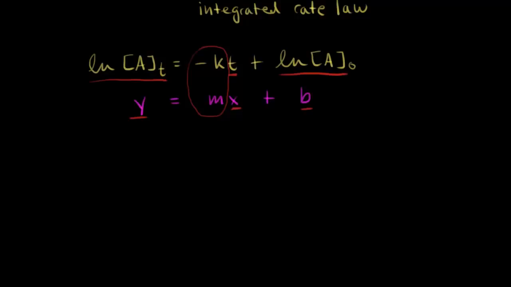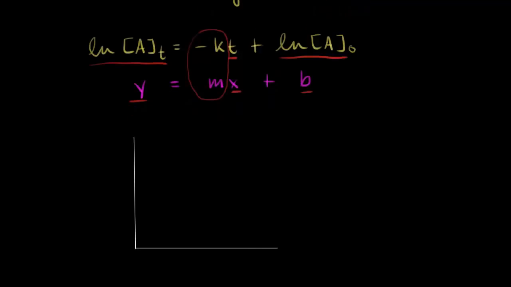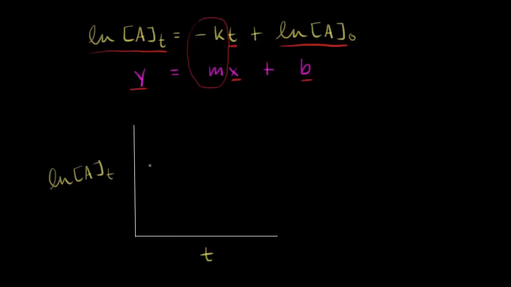And so if we put together a little graph here, let me just real quickly sketch a graph. So here's our y-axis, and then we would have our x-axis right here. And let's go ahead and label our axes. So for our y-axis, over here on the left, this would be the natural log of the concentration of A at any time t. And then on our x-axis, we would put time. So here's what we're graphing. And then the graph of this should be a straight line.